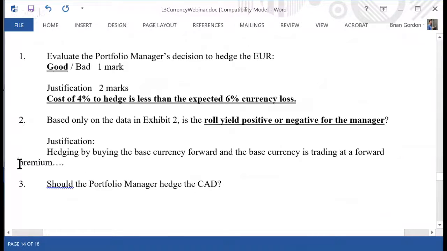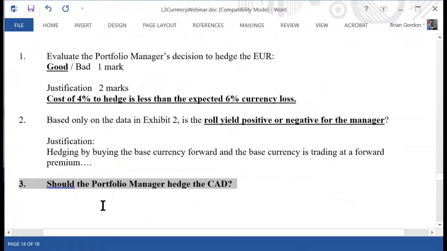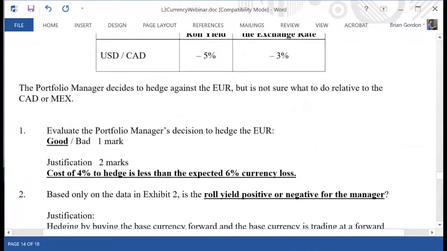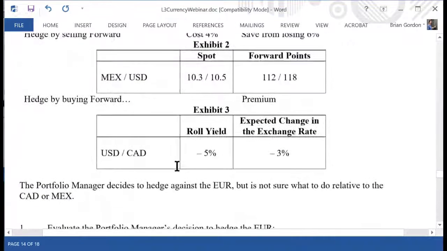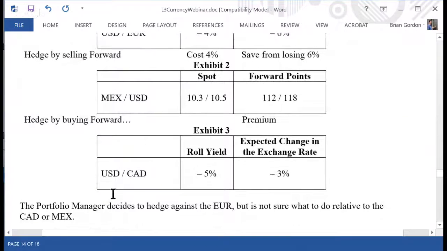Now, for question number 3. This question number 3, I really think is the exam question. Here it is. Should the portfolio manager hedge the Canadian dollar? That's all that's given. Let's go back up here and look at this Canadian dollar. Here it is, Exhibit 3. US per Canadian. The roll yield's -5 or 5%. The cost is 5%. The currency is expected to move by 3%. What currency? The Canadian. So we're going to pay 5% to save a 3% currency movement?